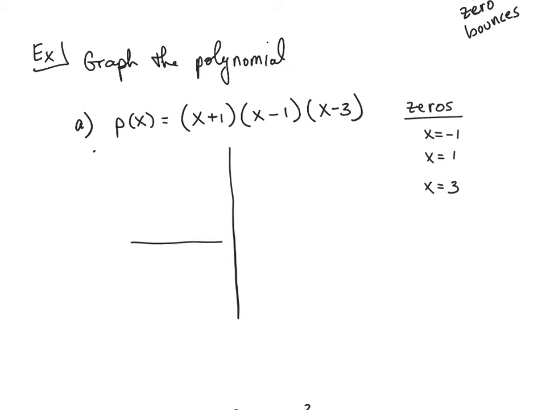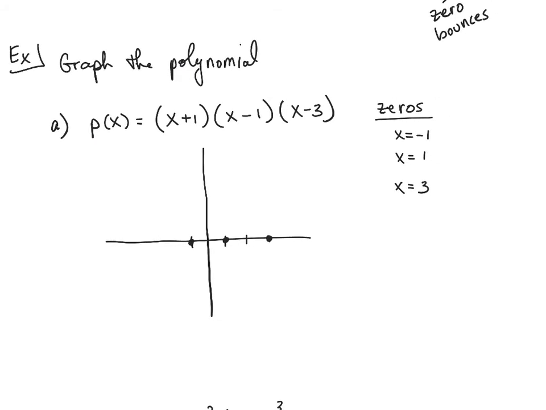So if we start to produce our graph, I have an x-intercept at -1, an x-intercept at +1, and an x-intercept at +3. Now the y-intercept is found by letting x equal 0. In this case, all of the x's equal 0.